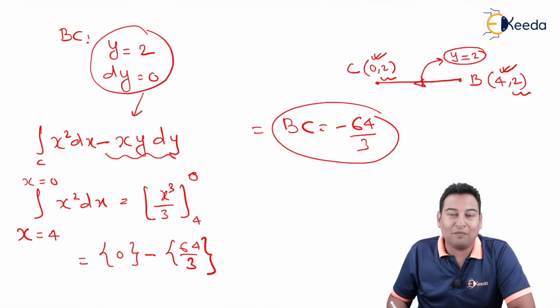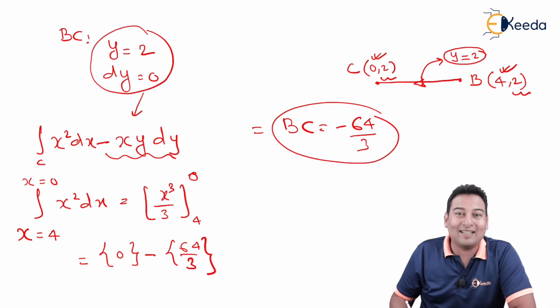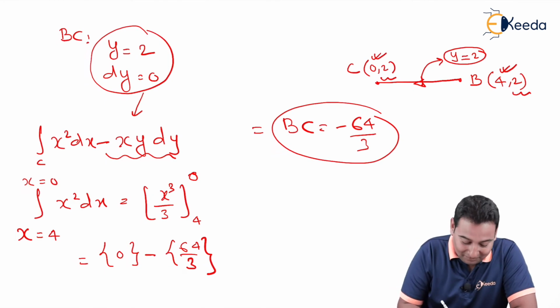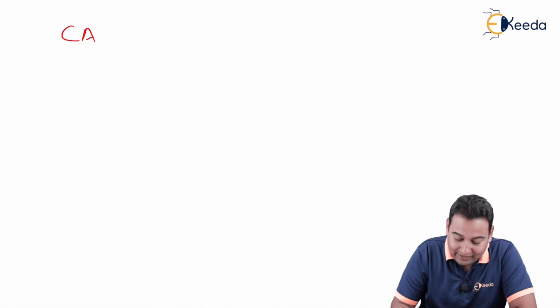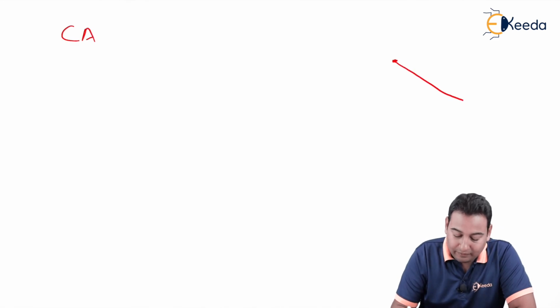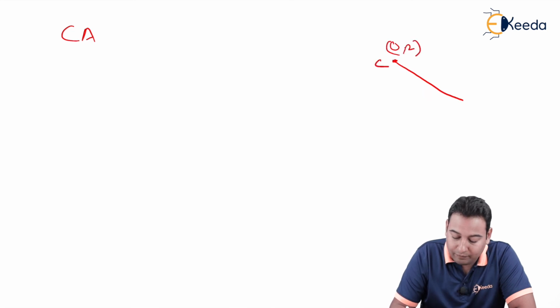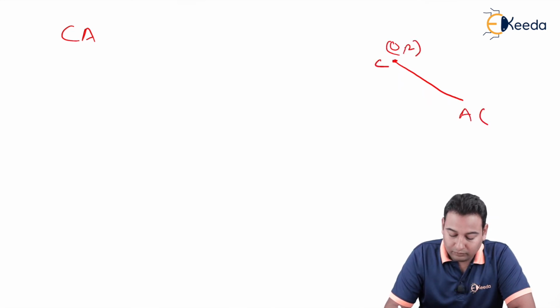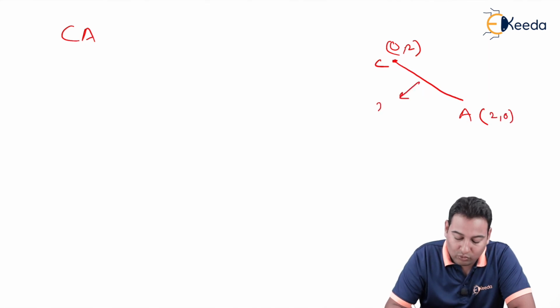We got AB, we got BC. Let us find out the last, that is CA. CA is this line. Here we do have 0, comma 2, and 2, comma 0, and the equation of the line is x plus y is equal to 2.